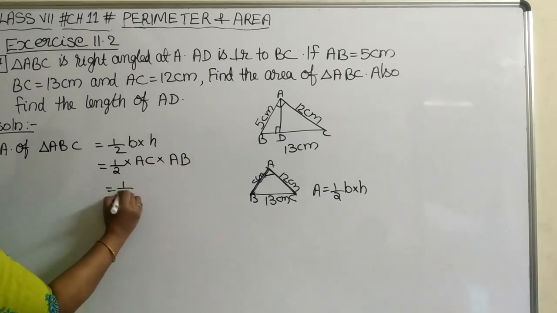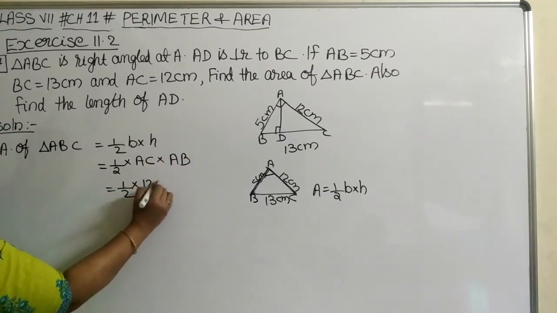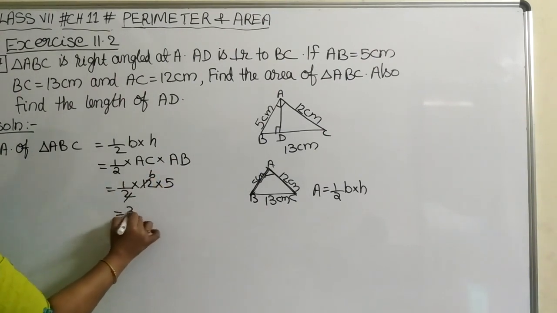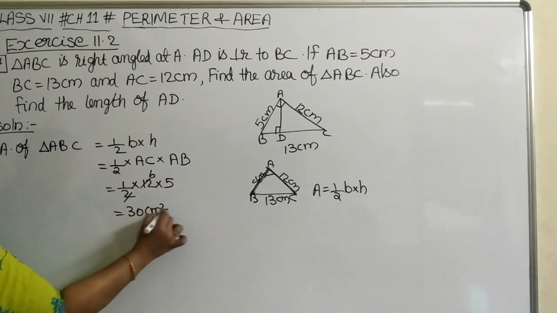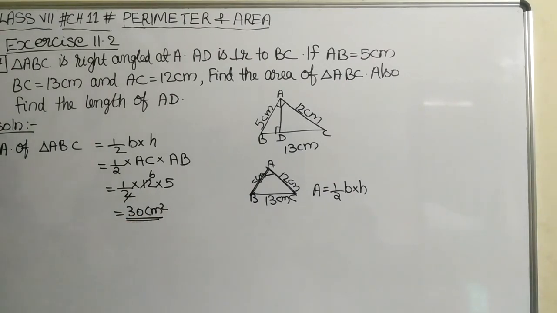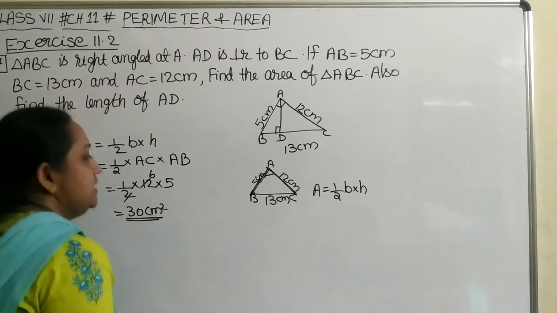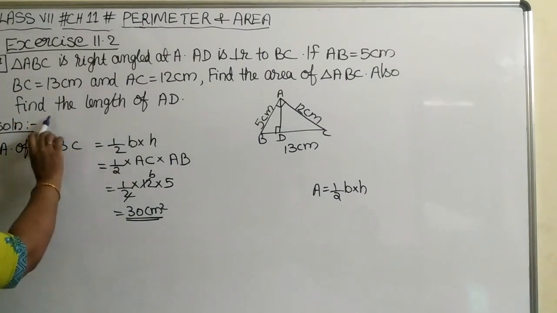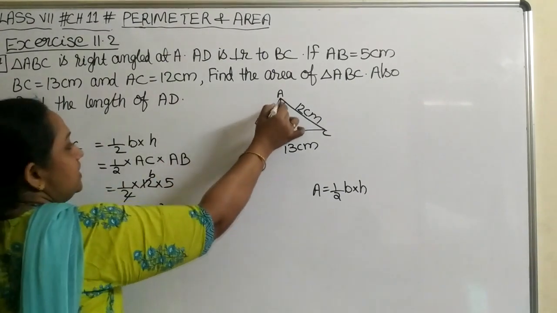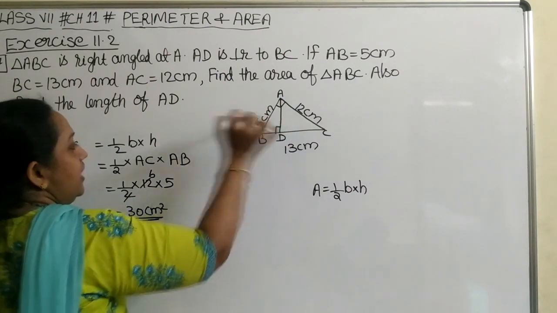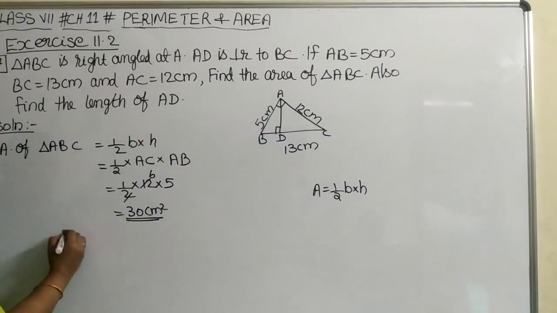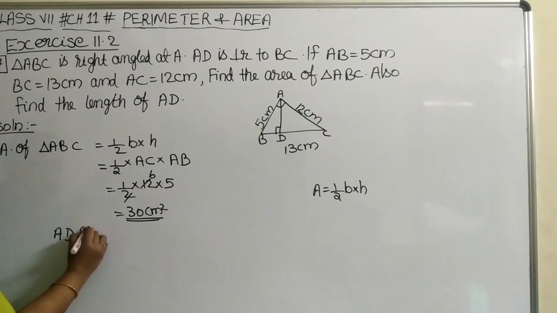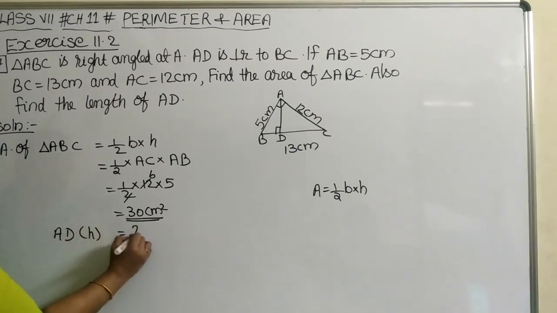Substitute the value, half into 12 into 5. While cancelling, we get 30 centimeter square. So area of triangle ABC is 30 centimeter square. Now we can find the length of AD. This perpendicular height we have to find out. So next, second part of the question, AD, which is the perpendicular height, we have to find out.